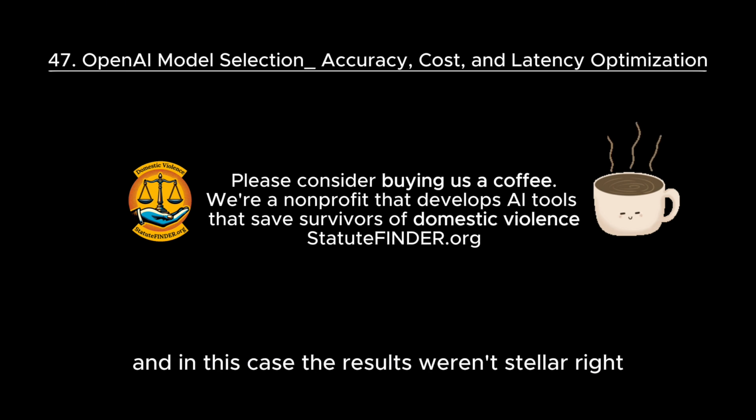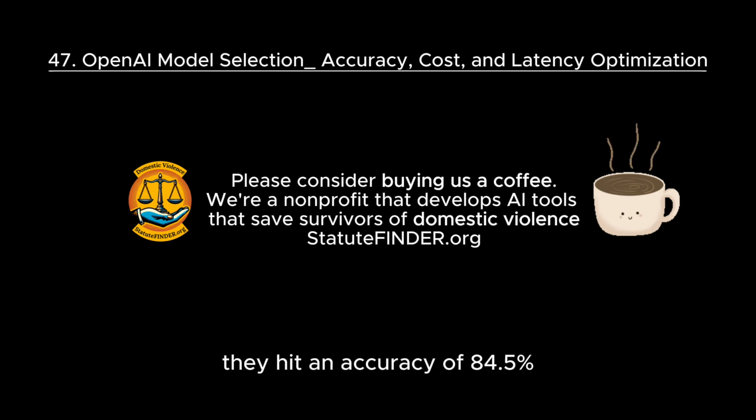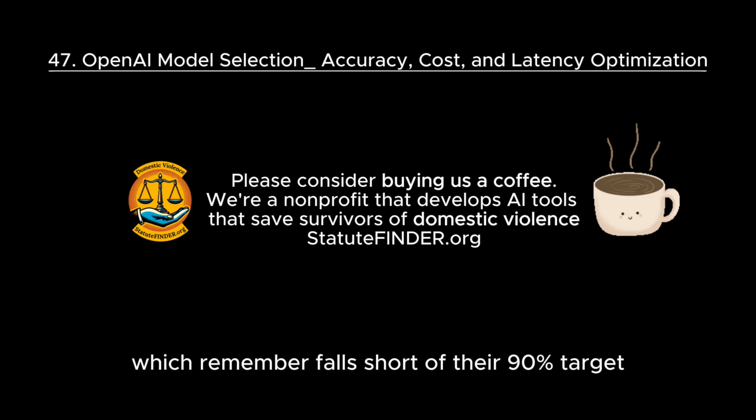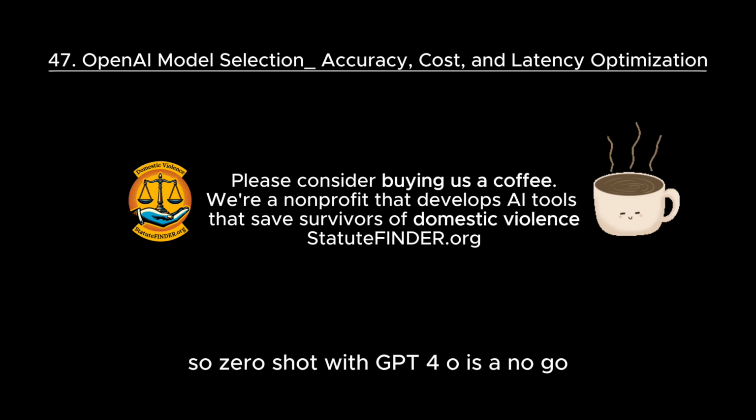And in this case, the results weren't stellar, right? They hit an accuracy of 84.5%, which remember falls short of their 90% target. So zero shot with GPT-4o is a no-go. What do they try next?